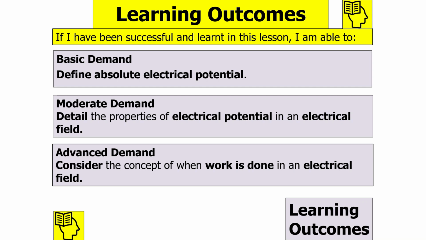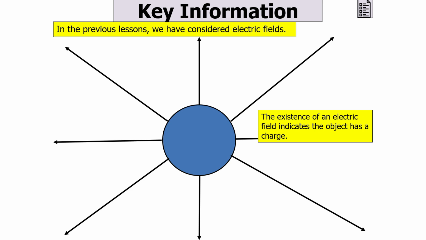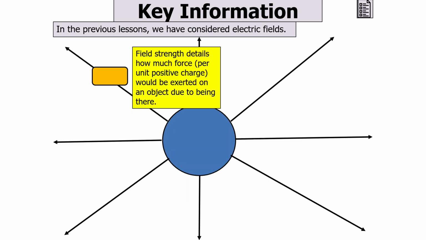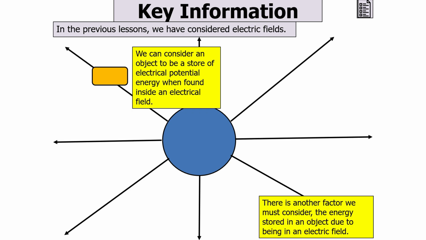an electrical field. Now, in the previous lessons, we have considered electrical fields. The existence of an electrical field indicates that an object has charge. Through Coulomb's law, we've considered the force exerted on two charged objects due to their interacting electrical fields, whilst the field strength details how much force per unit positive charge will be exerted on an object due to being placed there. We can consider an object to also be a store of electrical potential energy when found inside an electrical field. So there must be another factor we can consider, the energy stored in an object due to being in an electrical field.